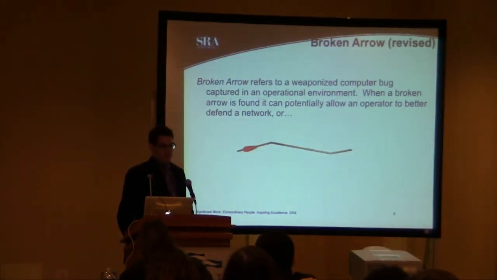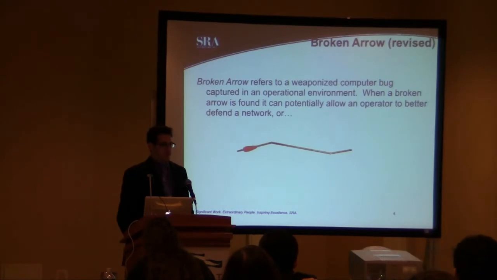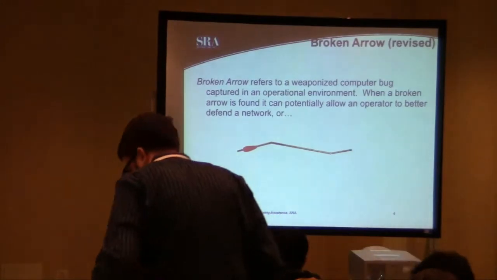So what I mean by a broken arrow is a weaponized computer bug captured in an operational environment. When a broken arrow is found, it can potentially allow an operator to better defend a network. So finding these things and figuring out who's using them against you and what's being used against you will give you some idea of where to patch and what kind of things you need to be worried about.